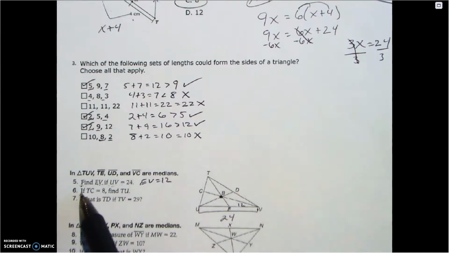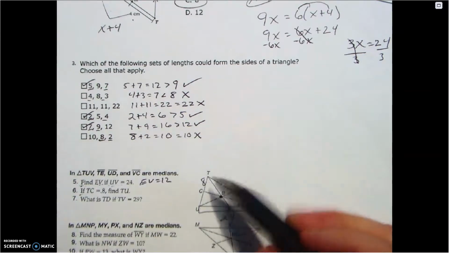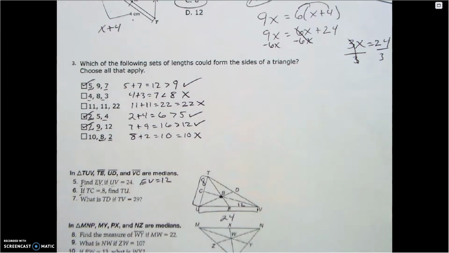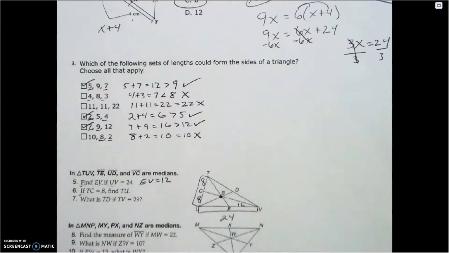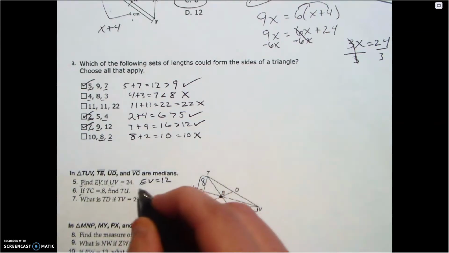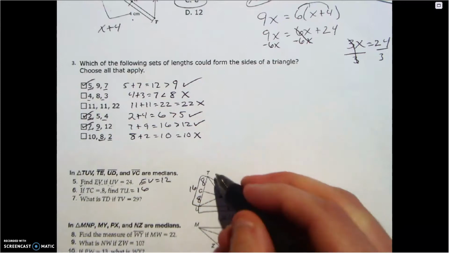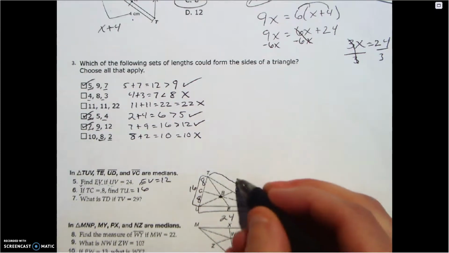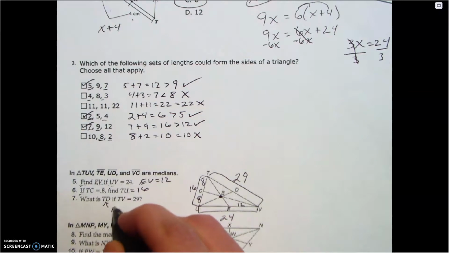And it says if TC is 8, find TU. So again, if it's right in the middle, this is 8, therefore that is also 8. So the whole thing is 16. Okay, the next one, find TD if TV equals 29. So TV is 29, but I want to find TD. So I want to take half of 29. So half of 29 would be 14.5.